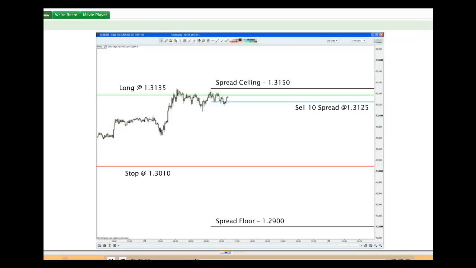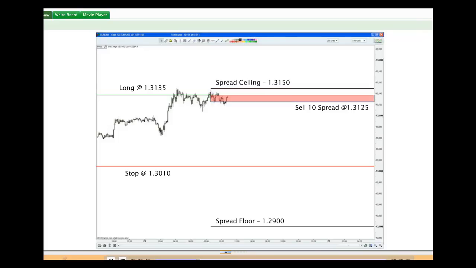So we're going long the underlying. Now we're going to basically look to buy insurance. And that's what I call this contract, insurance. We've got this range. In this case, it's from 131.50 down to 129.00. So it's 250 pips wide. I'm going to sell 10 spread contracts. Again, I'm giving up a little bit of optionality to the market, so I'm selling 10 at 131.25 with the market trading right around 131.35.